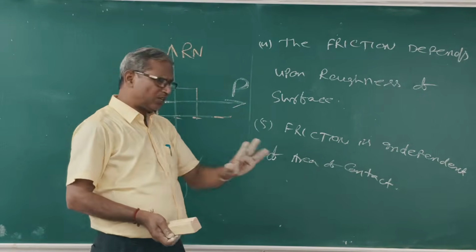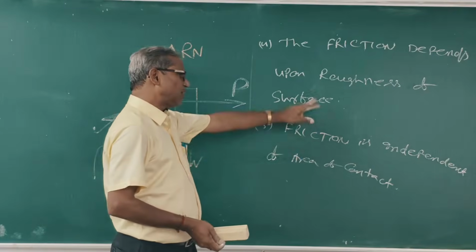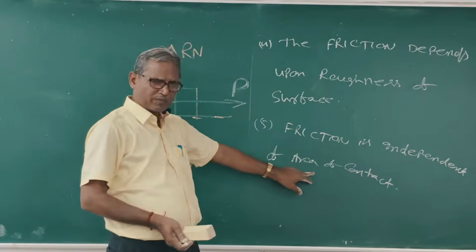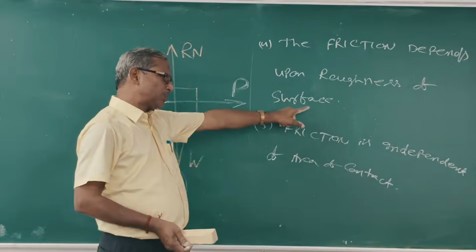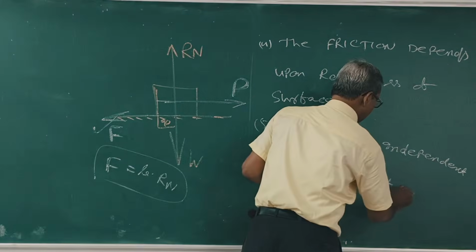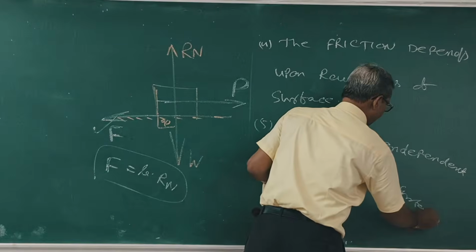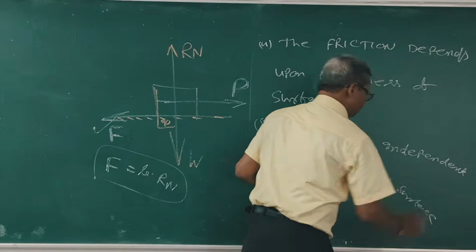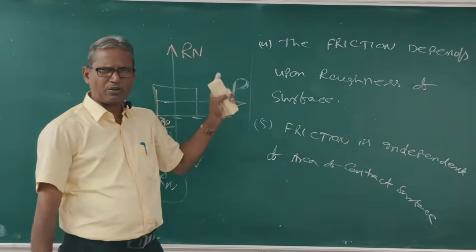So friction is independent of the area of the contact surface and depends upon the roughness of the surface. Clear? This is about the laws of friction.